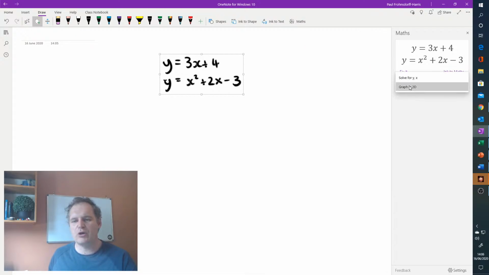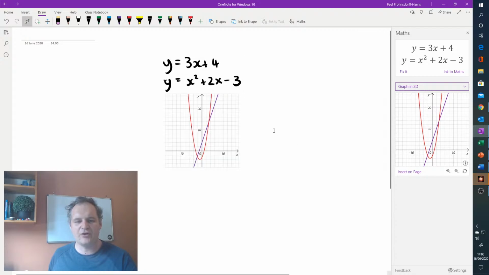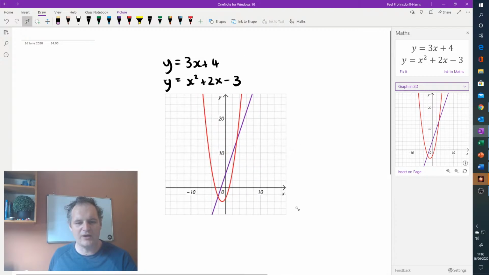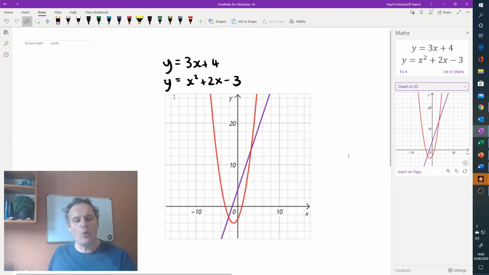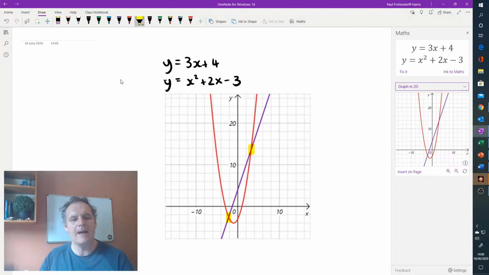Now if I put graph in 2D and insert it on my page, I have those two equations over the top of each other. What this demonstrates is that there are two solutions. Just like normally with a quadratic, there are two solutions because there are two places where it overlaps, because it's x squared. x squared is likely to give us two solutions. If it had an x cubed, we may even have three solutions, or up to three. You're not necessarily guaranteed 2 or 3.